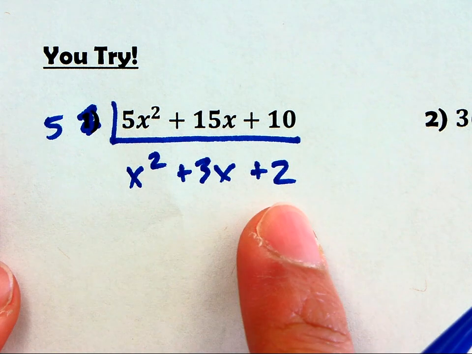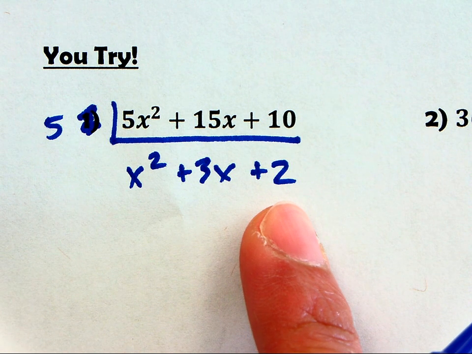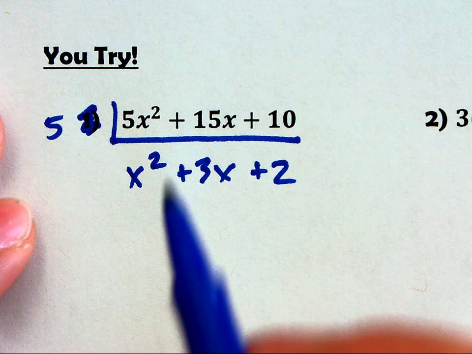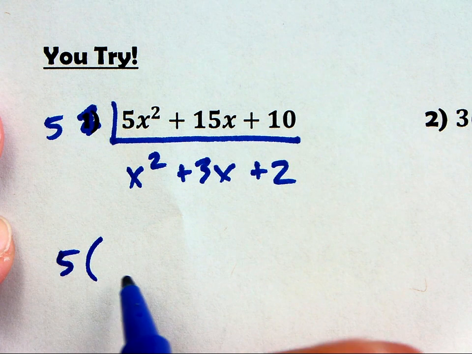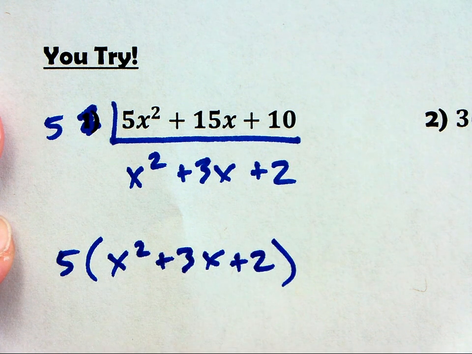This polynomial here that we have might be able to factor using the box method, the area model, but for the purpose of these notes, we're just doing the GCF factoring. Okay, so 5 outside, and then x squared plus 3x plus 2 on the inside.